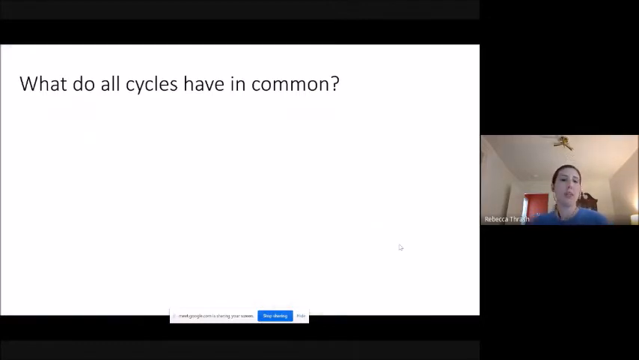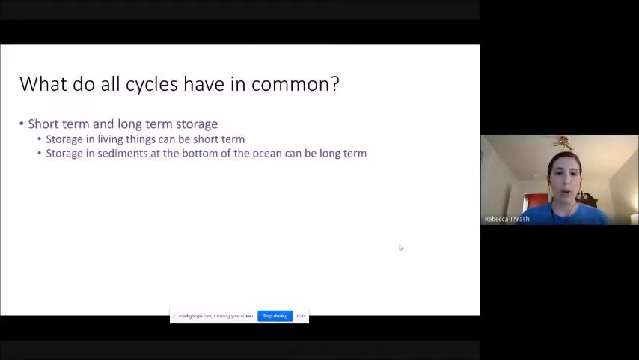So there are a few things that all of the biogeochemical cycles have in common. One, there is short-term and long-term storage within each cycle. Short-term storage is things stored for maybe months or a few years. That's going to be in things like living things. Storage in sediments at the bottom of the ocean would be long term, and we're talking over the period of hundreds, thousands, or even millions of years.